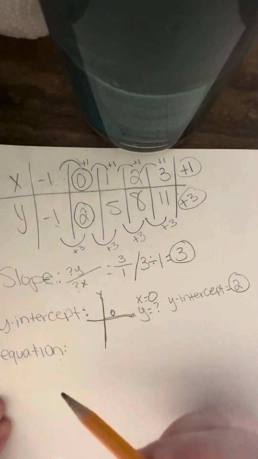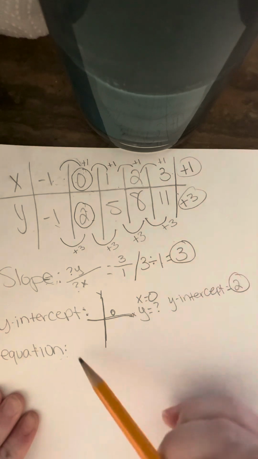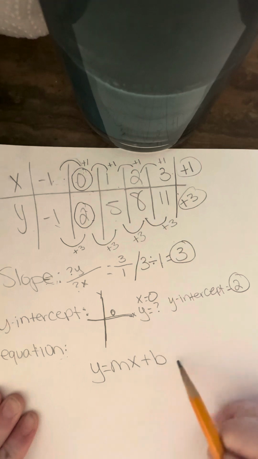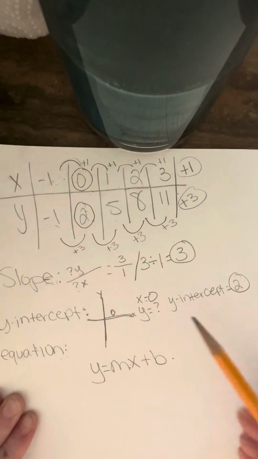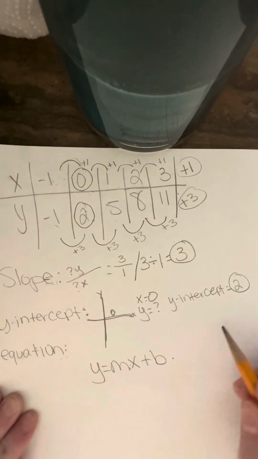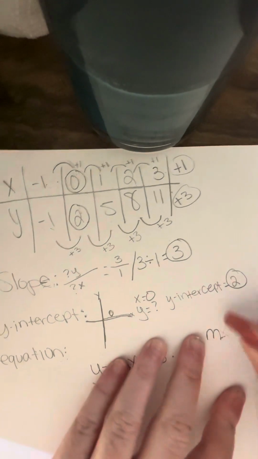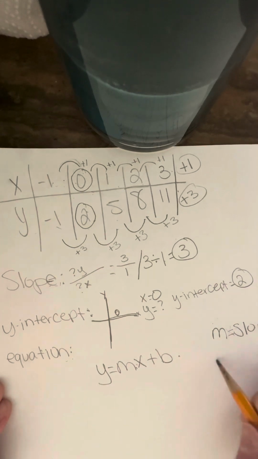So now moving on to our equation. The equation that we want to put all of this work into is y equals mx plus b. How I like to write this out, because I always get confused about where the slope and y-intercept go, is on the side: the m is always going to equal the slope, and the b is always going to equal the y-intercept.